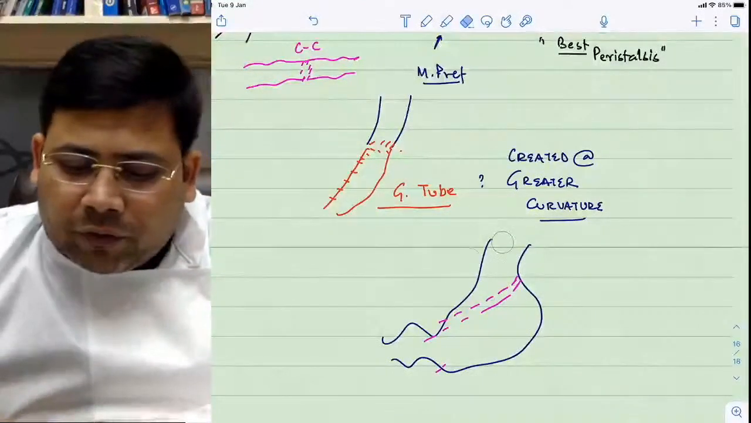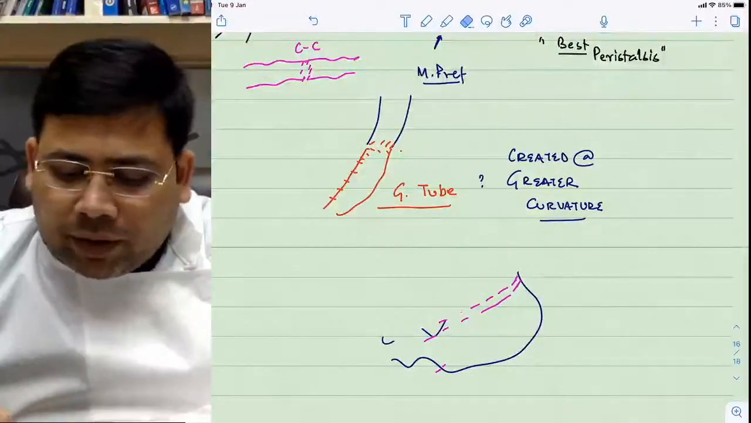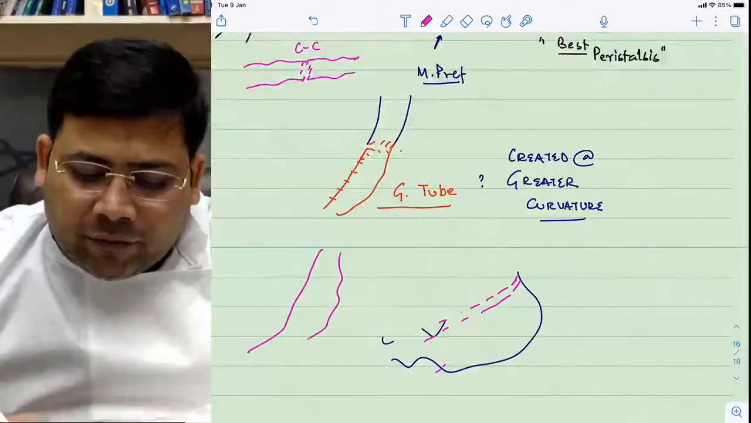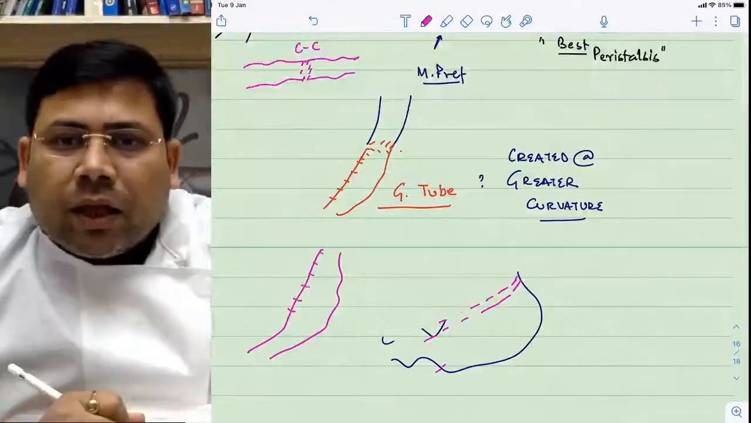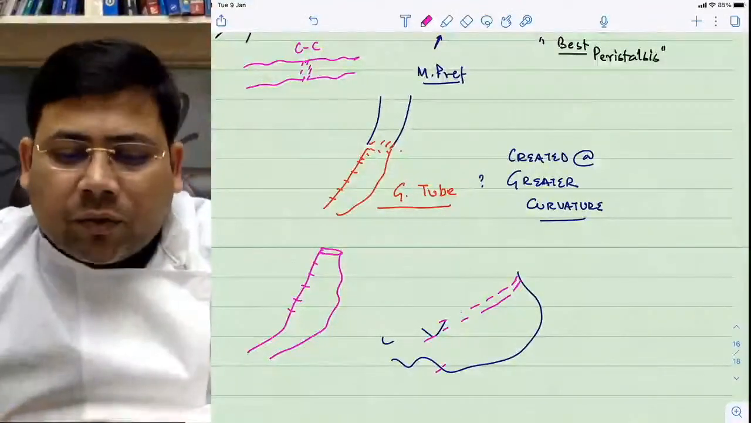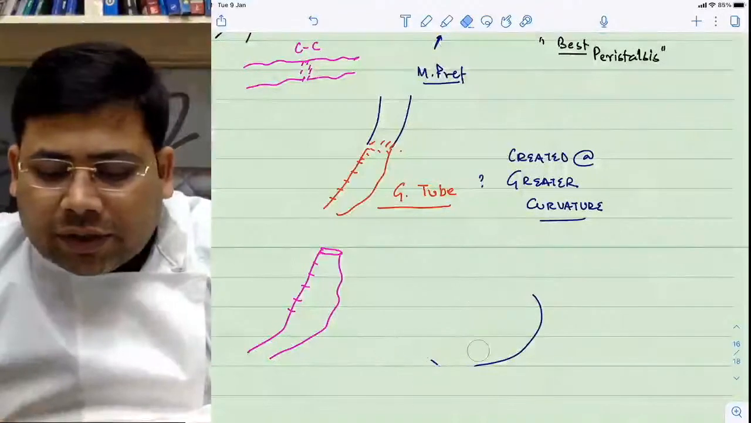And you will remove this part. So the stomach which is created will be along the greater curvature. Remember, the advantage is the single anastomosis.